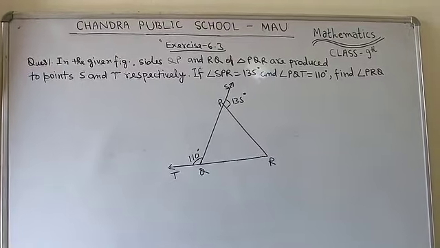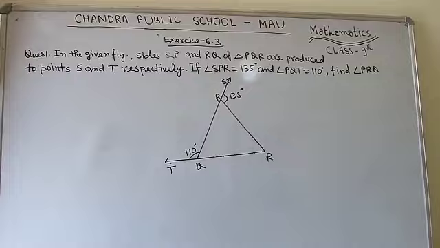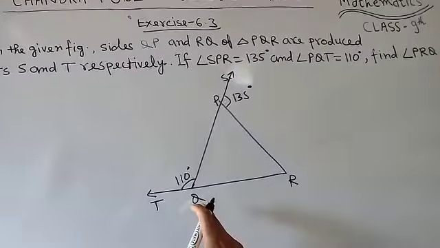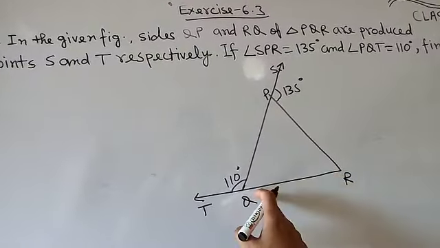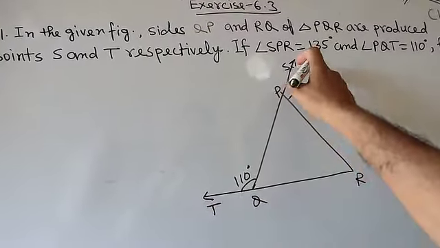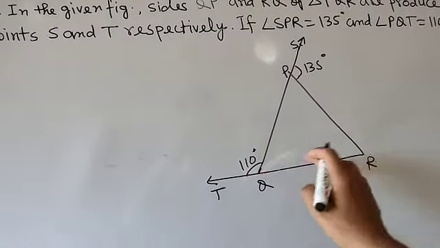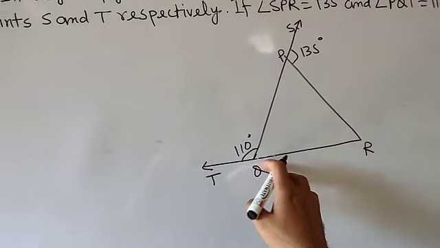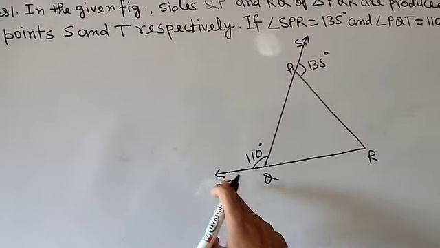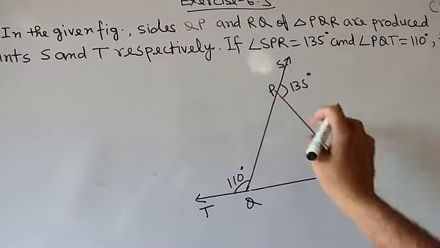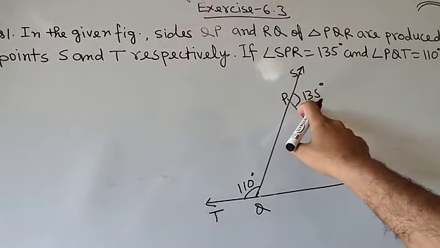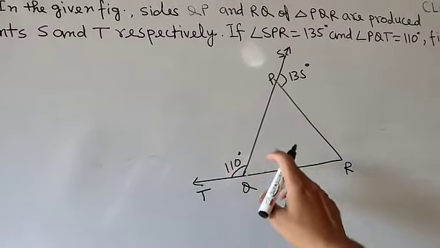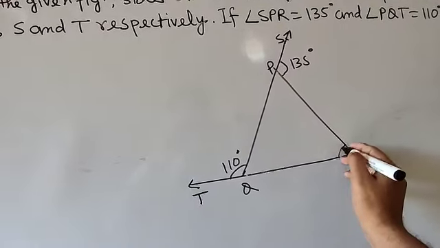Now students, here is question number 1 of exercise 6.3. In the given figure, sides QP and RQ of triangle PQR are produced. Side QP is produced up to the point S and side RQ is produced up to the point T. If angle SPR equals 135 degrees, that is given here, and angle PQT equals 110 degrees, then you need to find angle PRQ. You need to find this angle.